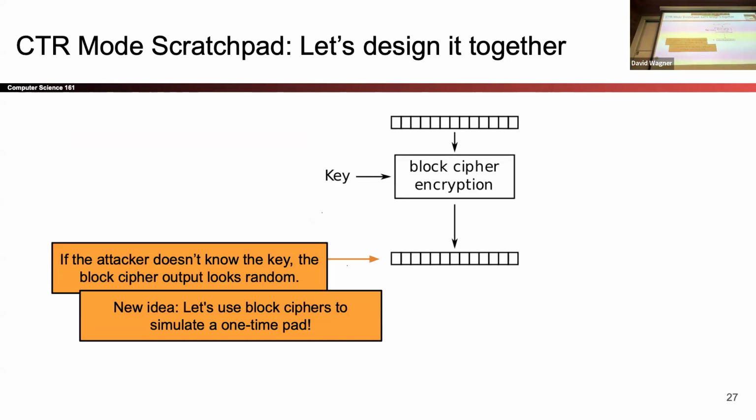I want to encrypt a 1,000,000-bit message, so I need a 1,000,000-bit pad. One-time pad says I have to generate it randomly, but I'm not willing to do that. But I do have a 128-bit key that's been shared between Alice and Bob. How could Alice and Bob generate a 1,000,000-bit pad?